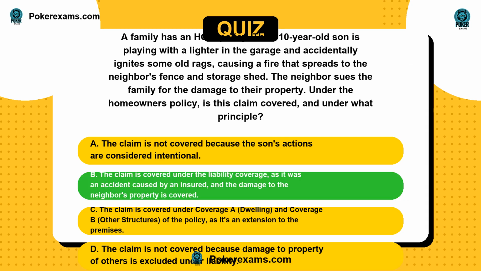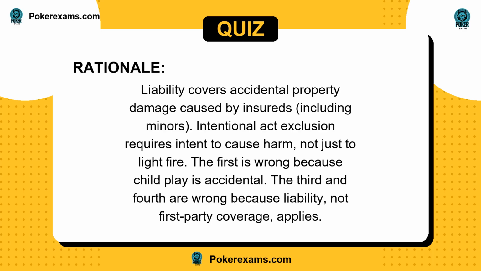The answer is B. Liability covers accidental property damage caused by insureds, including minors. Intentional act exclusion requires intent to cause harm, not just to light a fire. The first is wrong because child play is accidental. The third and fourth are wrong because liability, not first-party coverage, applies.